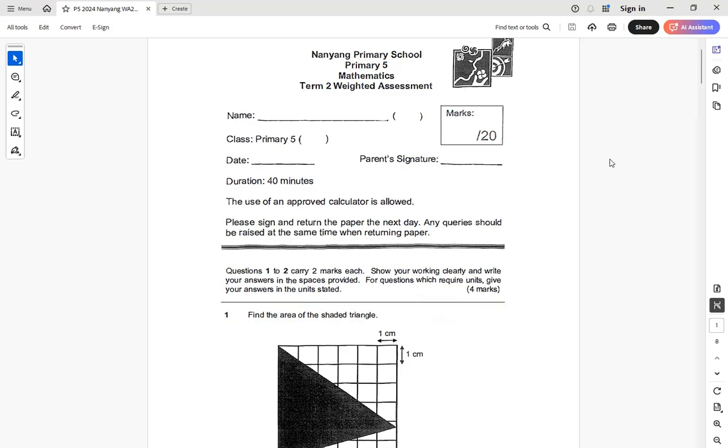Okay, so today I'll be going through the 2024 Nanyang Primary Term 2 WA for Primary 5. Okay, let's start.